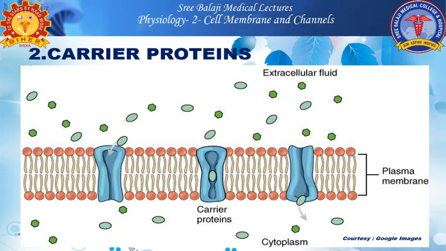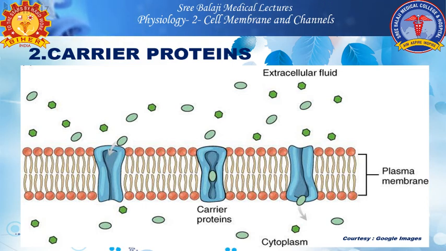Now we will see about the carrier proteins. This also comes under the category of integral proteins. What is this carrier protein? I have given the picture here. So carrier proteins, how do they help? Any substance which is present in the extracellular fluid, if it wants to get into the inner part of the cell, if the substance is of larger size, it cannot easily get into the cell.